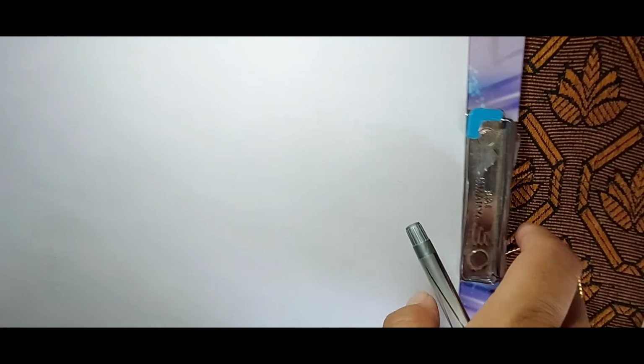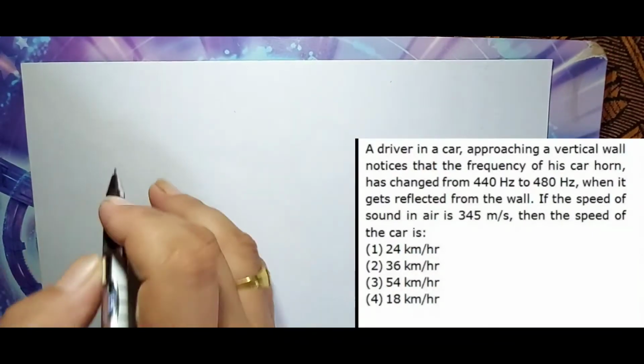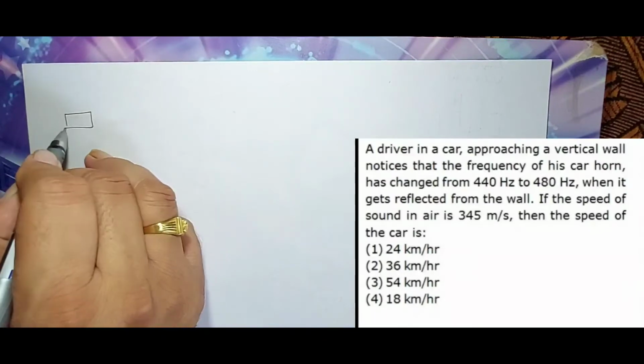So, let us discuss another problem here. A driver in a car approaching a vertical wall notices that the frequency of his car horn has changed from 440 Hz to 480 Hz when it gets reflected from the wall. If the speed of sound in air is 345 meter per second, then the speed of the car is. So, this is a car.